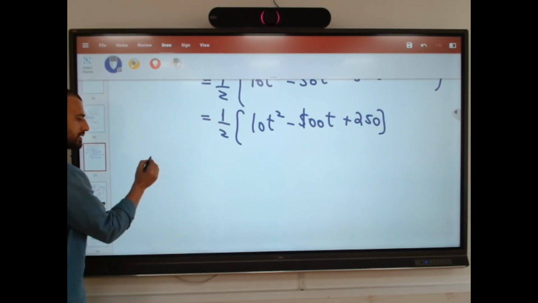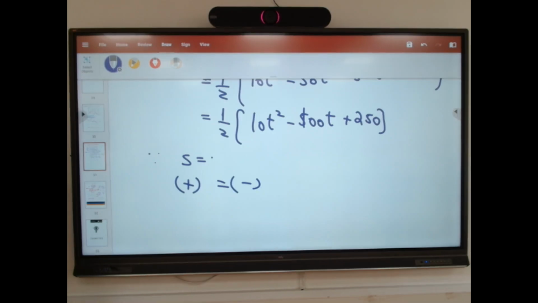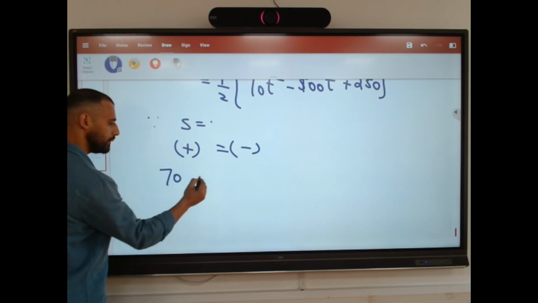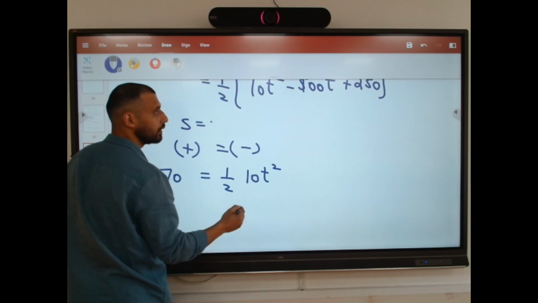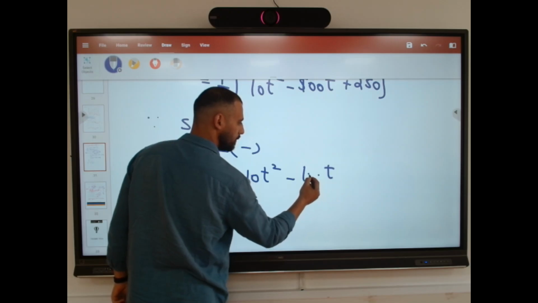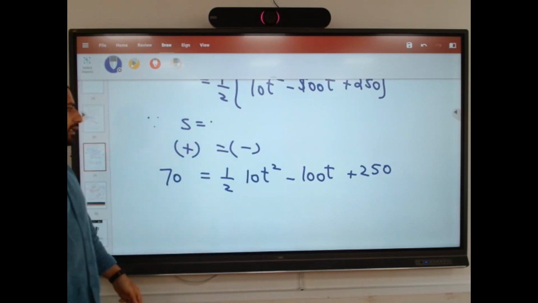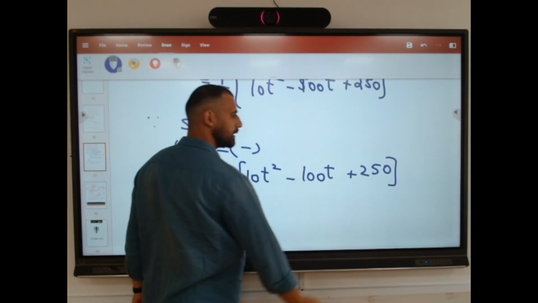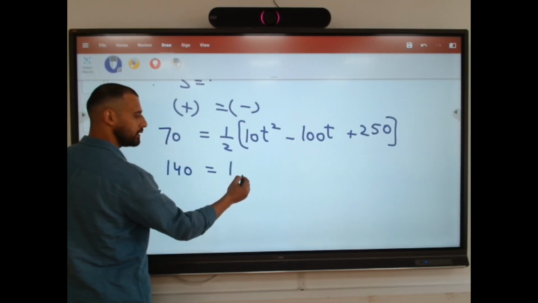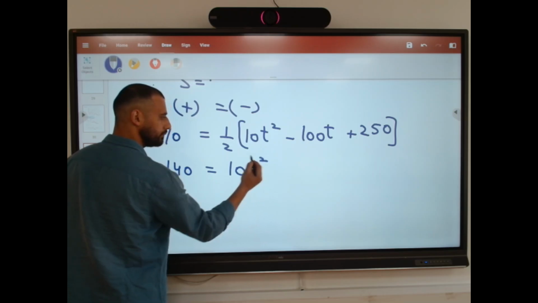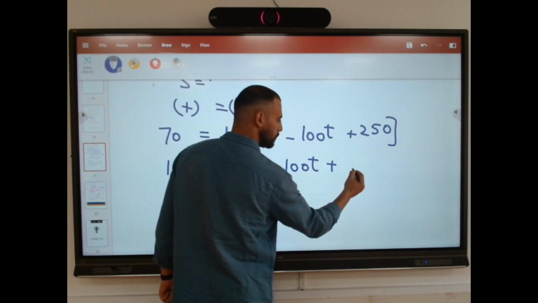So when you equate it to 70, since displacement is 0, positive area should be equal to negative area. Is that fine? So that means 70 should be equal to half of 10t square minus 100 times t plus 250. Is it clear? Can you solve it for me? Find the value of t, use your calculus and get the result. I'll simplify it, then you can put it directly. So it is 140 and that is equal to 10t square minus 100 times t plus 250.